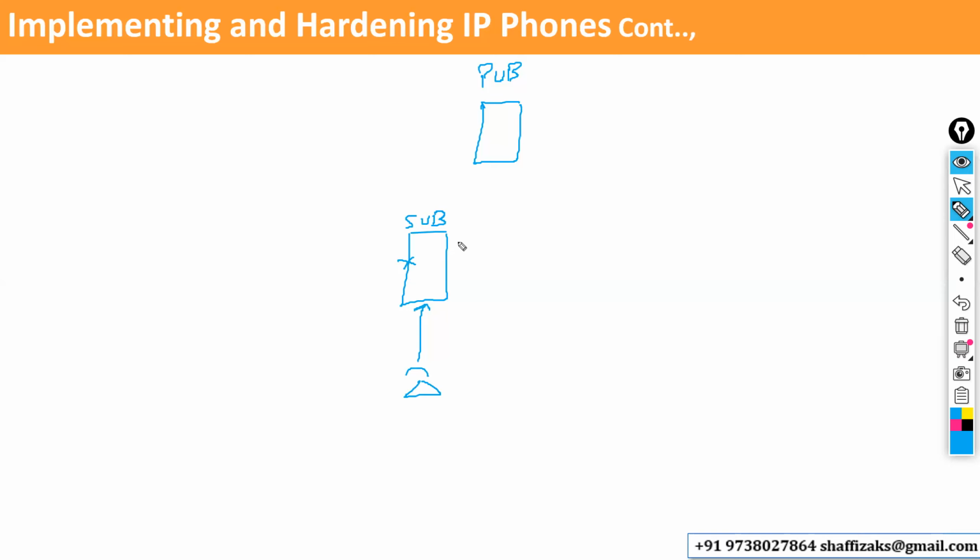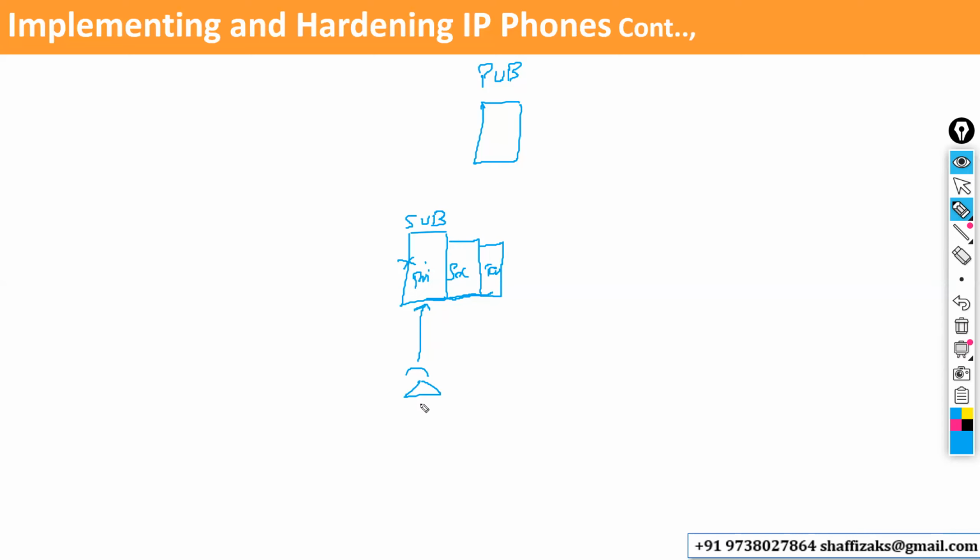So that's the reason why we require the backup subscribers. Why? Because if this goes down, even the phone goes down. We require backup subscribers. Okay, so this is my primary, this is my secondary, this is my tertiary.